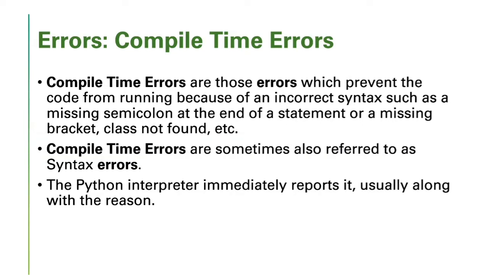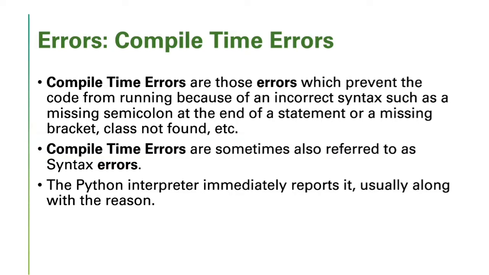The compile time errors are those errors which prevent the code from running because of an incorrect syntax, such as maybe a missing semicolon at the end of a statement, or a missing bracket, or a class not found, etc. The compile time errors are sometimes also referred to as syntax errors. The Python interpreter immediately reports it, usually along with a reason.